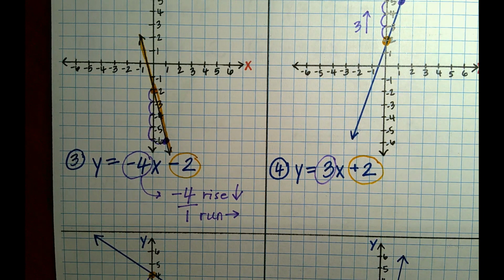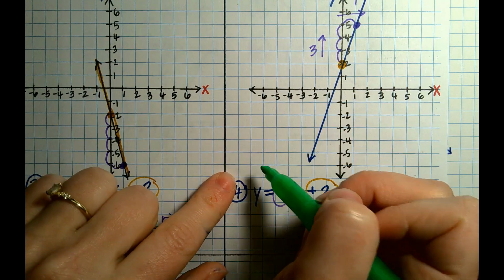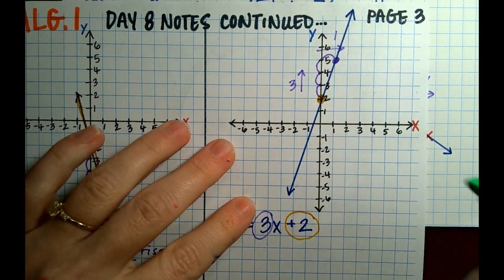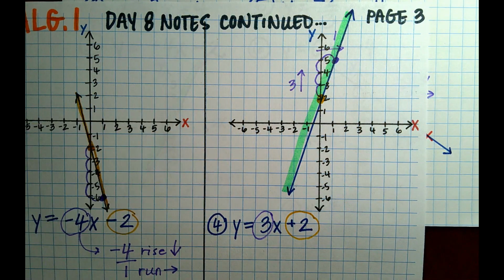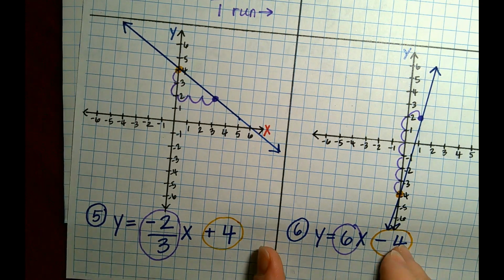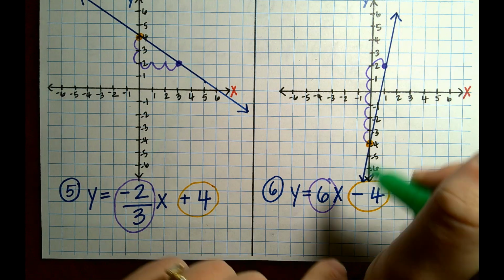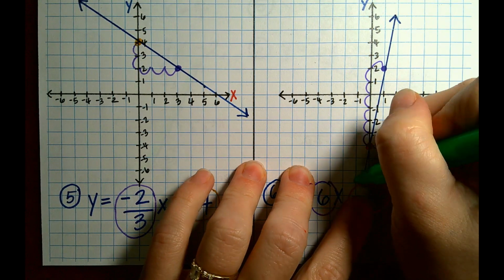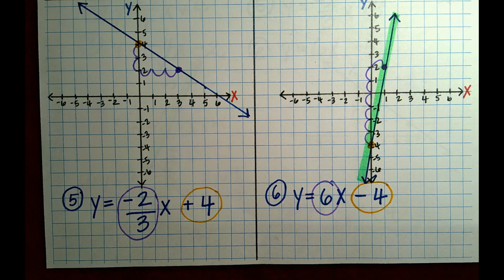Does number 3 have a positive slope? No. Number 4? Yes. When I go from left to right, because I have a positive slope, my line goes up. Is number 5 positive? No. Number 6? Yes. Same thing here. This line is very steep, but it's still going up. Now with a negative slope, it's going to go down.